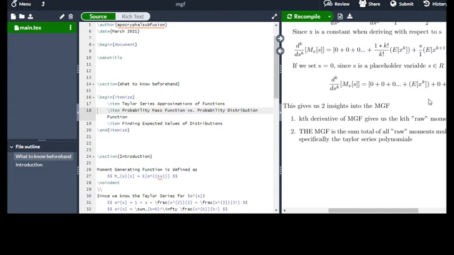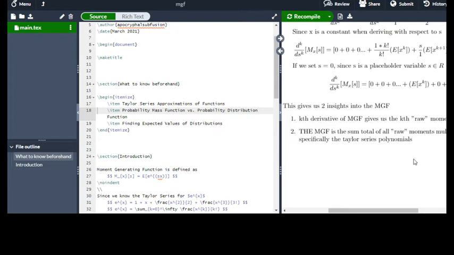Because it's e to the x, we can make a Taylor series. And because we can make a Taylor series, it's the sum, the moment generating function, the MGF, is just the sum of all the moments multiplied by the Taylor series coefficients. The polynomials, this should be coefficients. But yeah, multiplied by the Taylor series coefficients. So that's the really, really cool thing about the MGF.